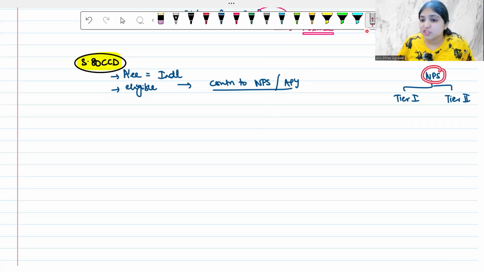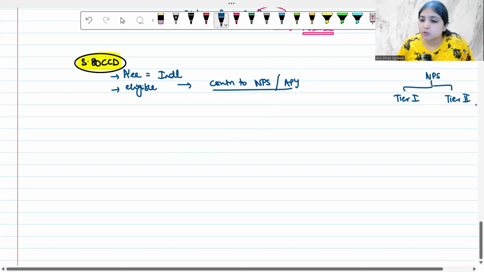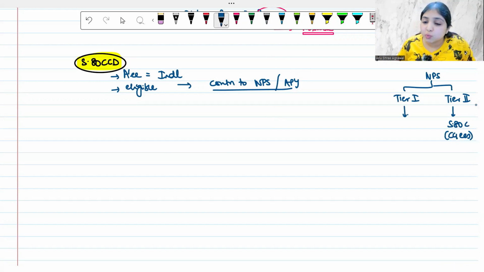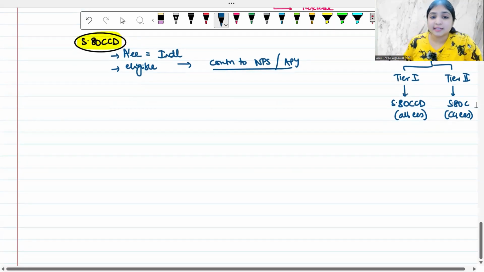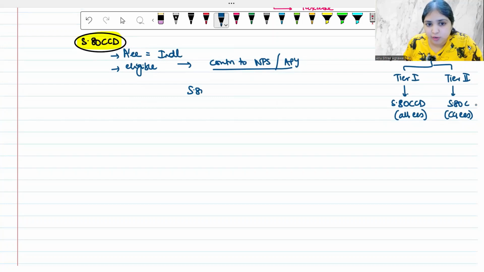So National Pension Scheme has two accounts, Tier 1 account and Tier 2 account. Tier 2 account goes to Section 80C, but only for central government employees. Only contribution to Tier 1 account comes to Section 80CCD. Section 80CCD is for all employees, whether you're a government employee or a non-government employee, it doesn't matter. Now, under 80CCD, listen to the entire flowchart. I'm drawing this entire thing for you over here.